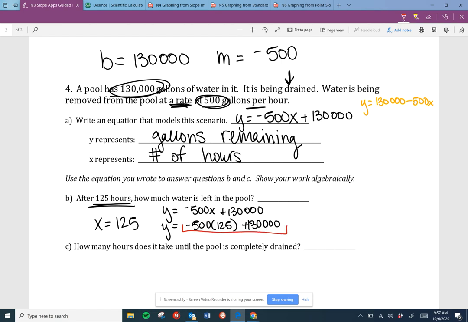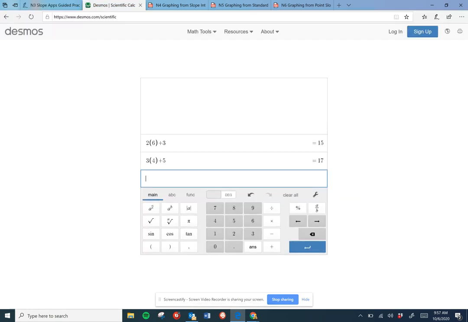So negative 500 times 125 plus 130,000, like that. Okay, enter. And my answer is 67,500. So I'll come back over here, and I know that after that many hours, I have 67,500 gallons. That's how much water is left, right?